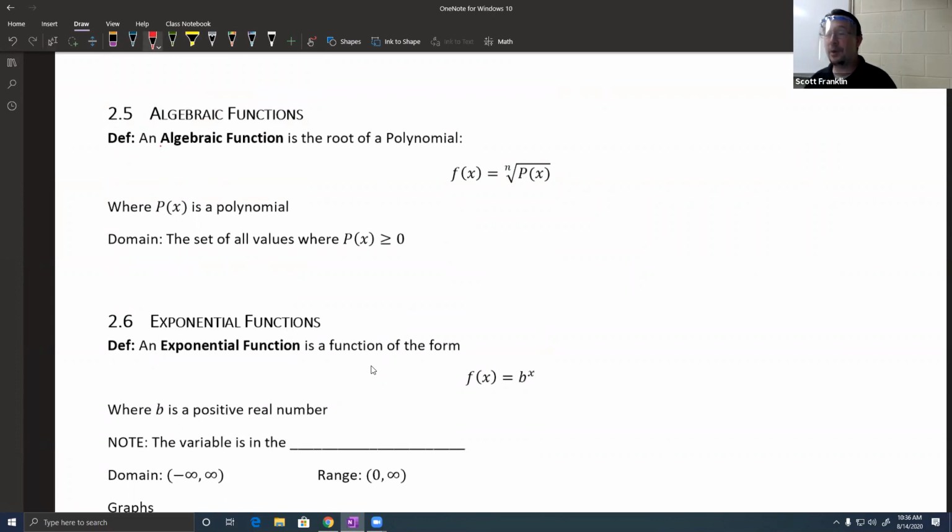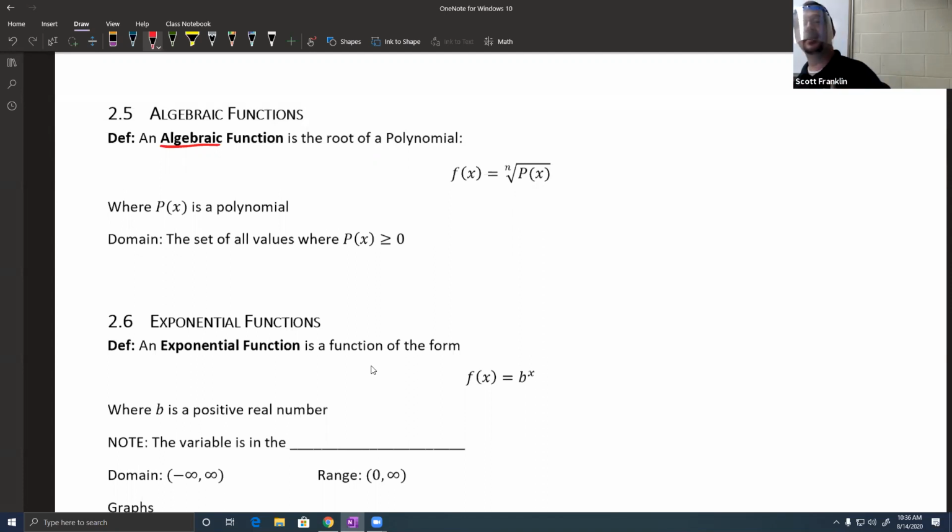This one you may not have known the name for, but it's like when we introduced the rational functions, we had polynomial over polynomial. If you have a polynomial inside of a root, that's what's called an algebraic function. Actually, algebraic simply means a mix of exponentiation, multiplication, division, addition, subtraction, and roots. If you have any combination of those, that's algebraic, okay?